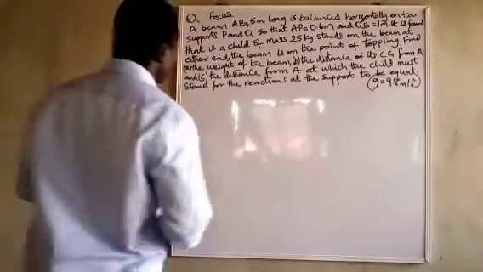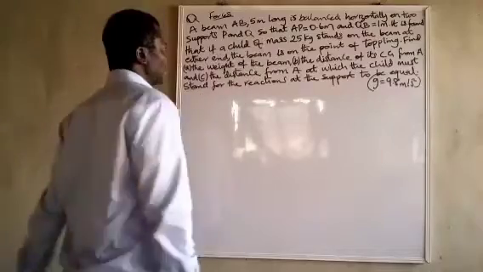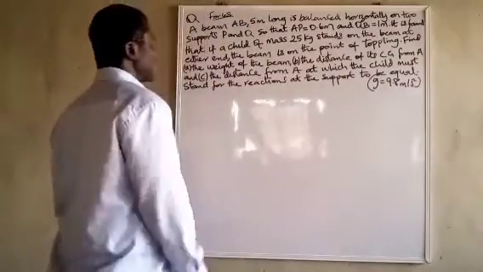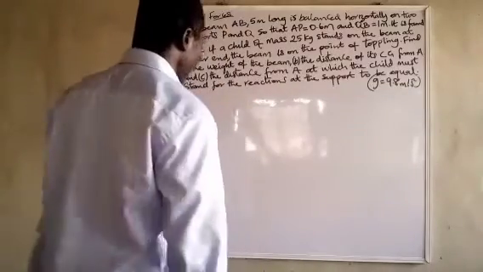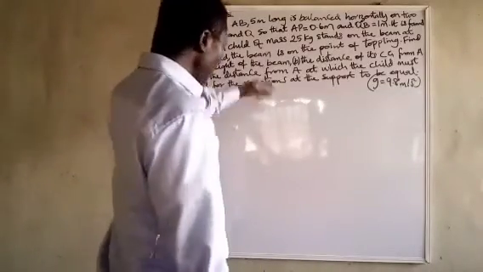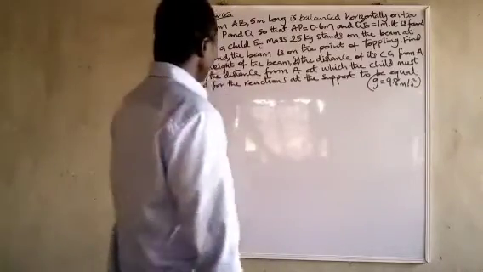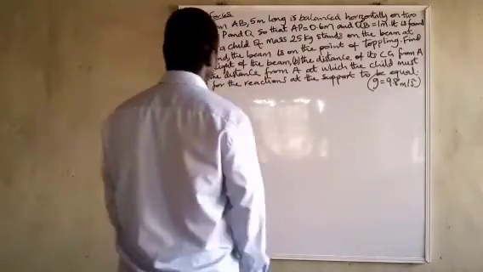A beam AB 5 meters long is balanced horizontally on two supports P and Q, so that AP is 0.6 meters and QB is 1 meter. It is found that if a child of mass 25 kg stands on the beam at either end, the beam is on the point of tipping. Find A, the weight of the beam, B, the distance of the CG from A, and C, the distance from A at which the child must stand for the reactions at the supports to be equal.